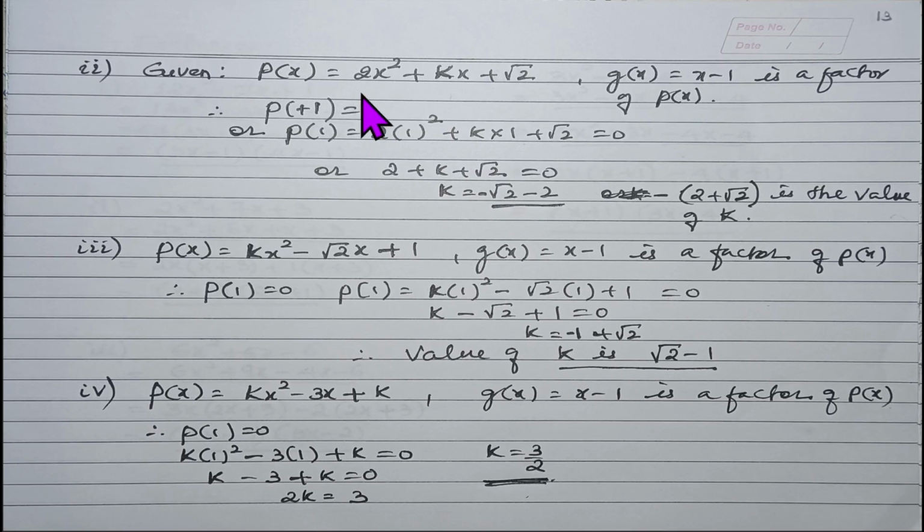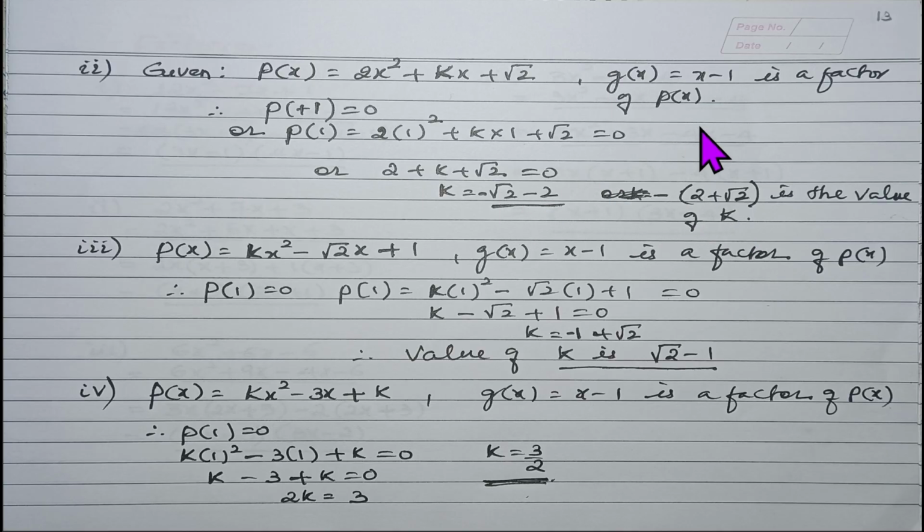And that is the method. Now coming to the next example, we are given p of x is equal to 2x square plus kx plus root 2. Now g of x is given as x minus 1, and x minus 1 is also a factor of this. If x minus 1 is a factor, then the 0 of x minus 1 is 1. If I put x as 1 here, then it will become 0, because x minus 1 is a factor, but natural. By putting x as 1, this should become 0. Therefore, equating 2x square plus kx plus root 2 to 0 by putting the value of x as 1, we get 2 plus k plus root 2 equal to 0, or k is equal to minus root 2 minus 2, or minus 2 minus root 2 is the value of k.